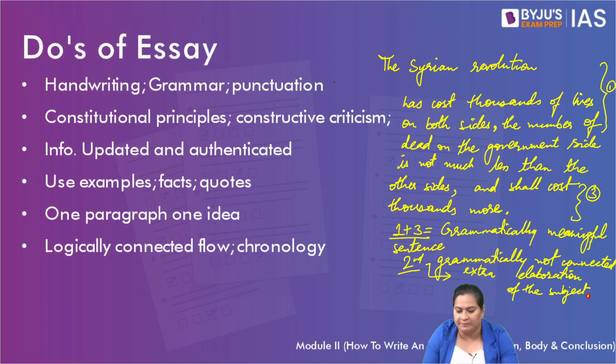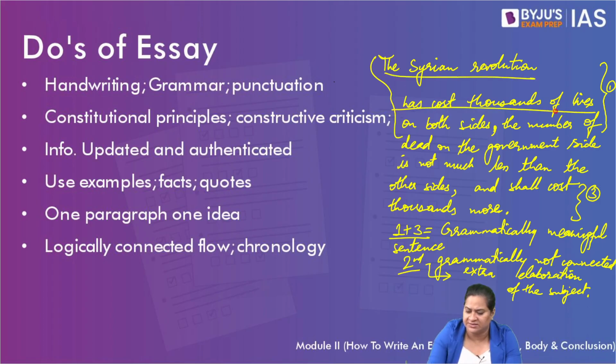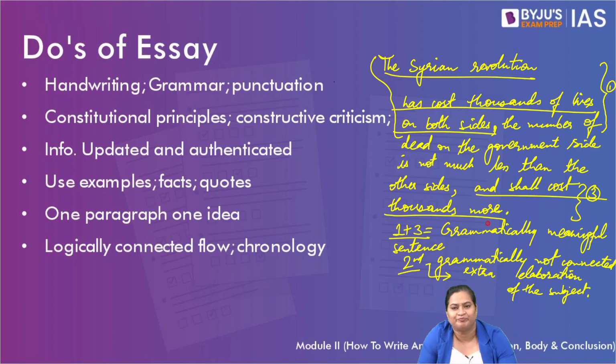Okay, so here, the Syrian revolution has cost thousands of lives on both sides. This part, so far, means this. Jump, come here, read this. This is the actual sentence: The Syrian revolution has cost thousands of lives on both sides and shall cost thousands more. The sentence becomes short, crisp, easy to read. So just remember this rule.